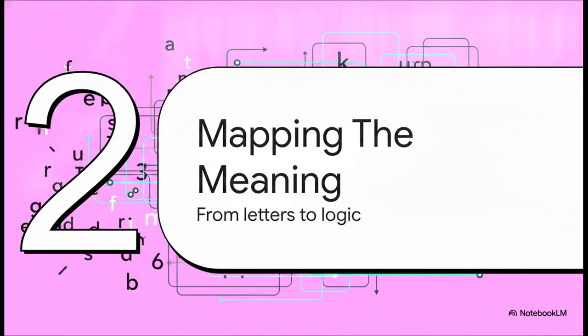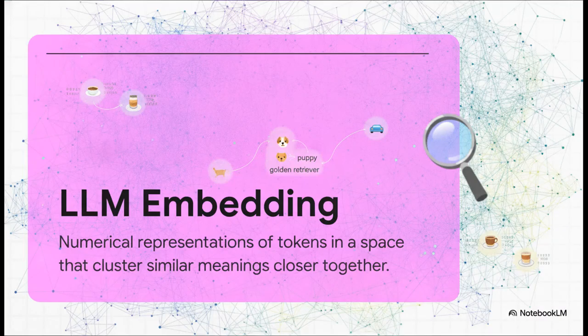All right, section 2, mapping the meaning. This is where we move from just letters to actual logic. So, once the AI has all those puzzle piece tokens, it needs to somehow understand their relationships and context, right? This is where LLM embeddings come in. They are absolutely crucial.